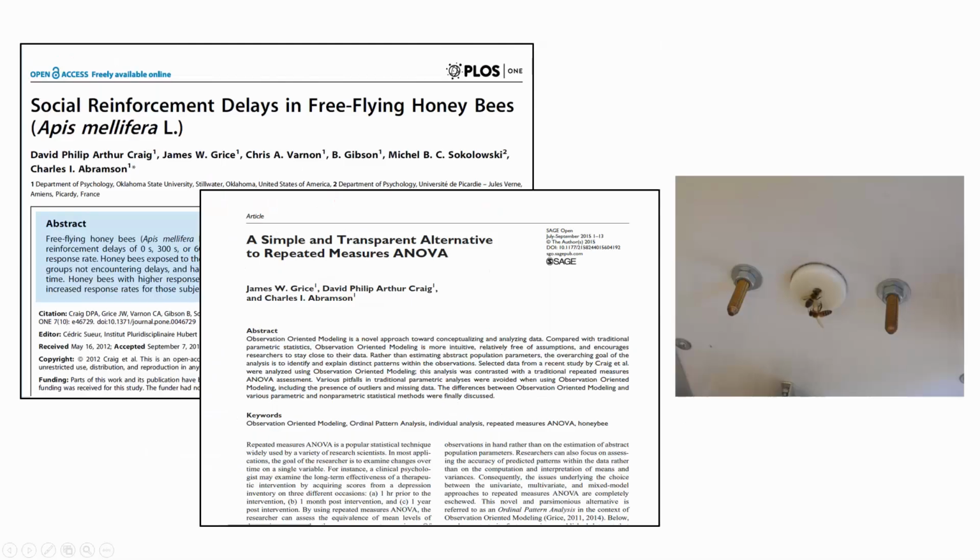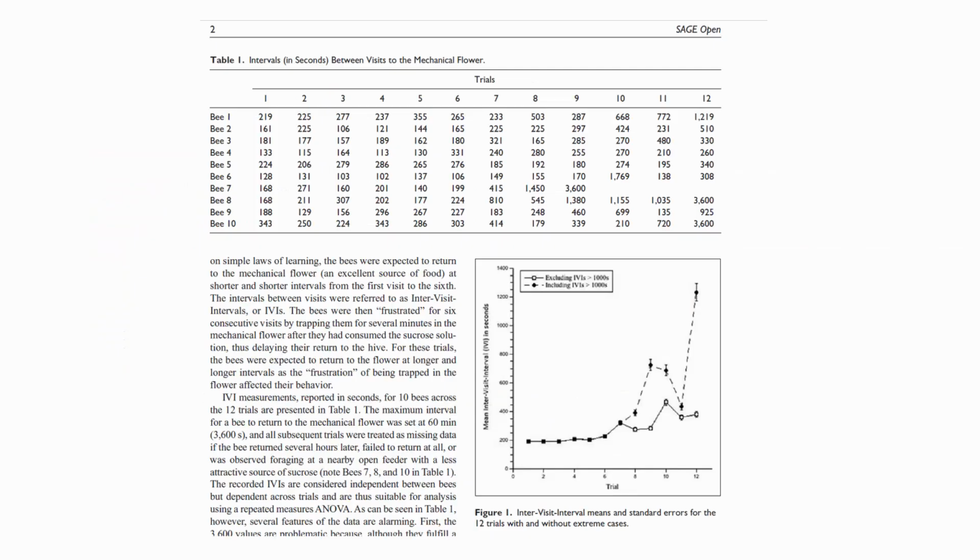To see these ideas in action, let's consider this recent paper, in which the authors use an ingenious mechanical flower, as you can see on the right side of the screen here, to study learning in honeybees. Now in Table 1, we see the intervals between 12 visits to the mechanical flower, here recorded in seconds, for 10 honeybees in this study.